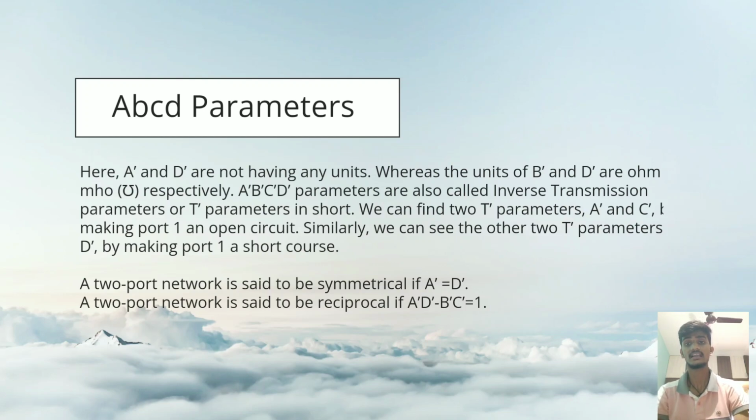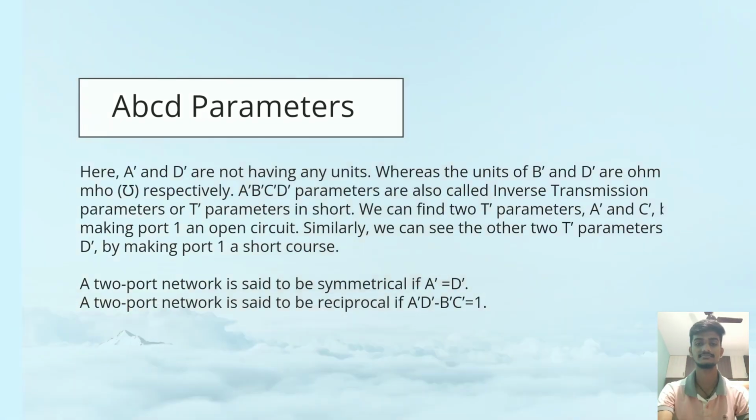A port is said to be a symmetric port if A dash is equal to D dash. A two-port network is said to be reciprocal if A dash D dash minus B dash C dash is equal to 1. These are the main conditions required for ABCD parameters or inverse transmission parameters.